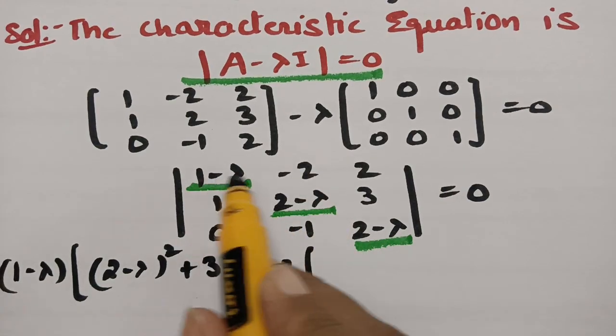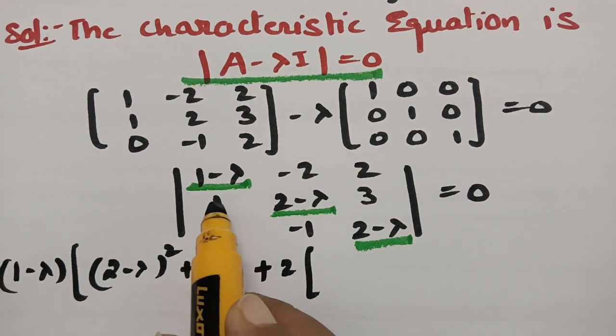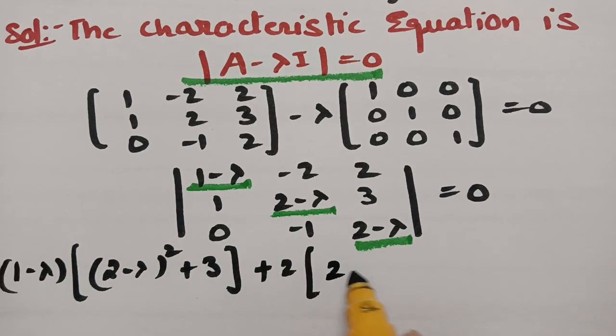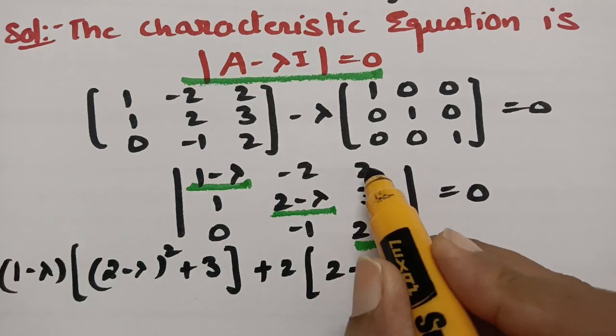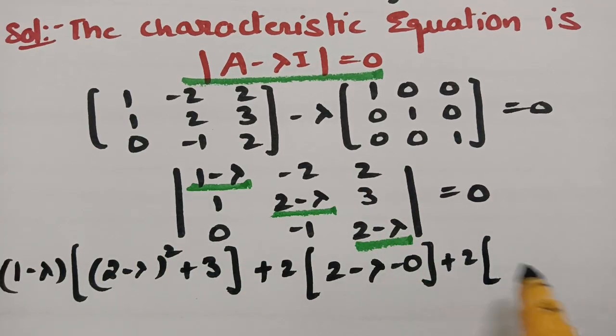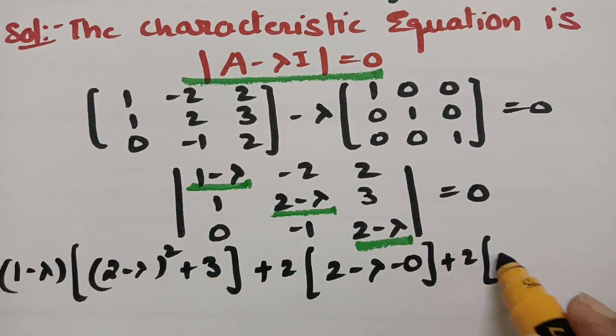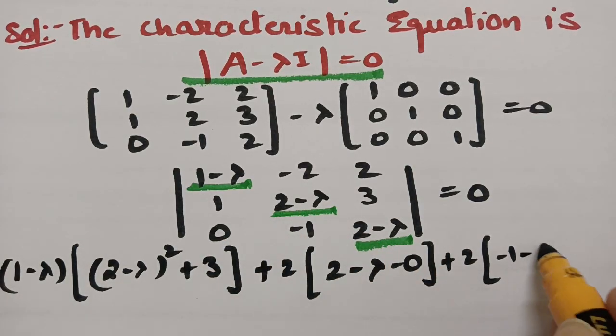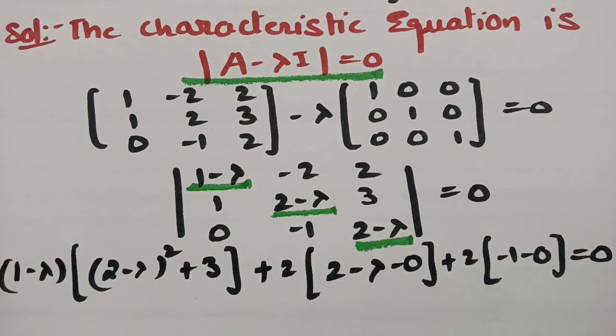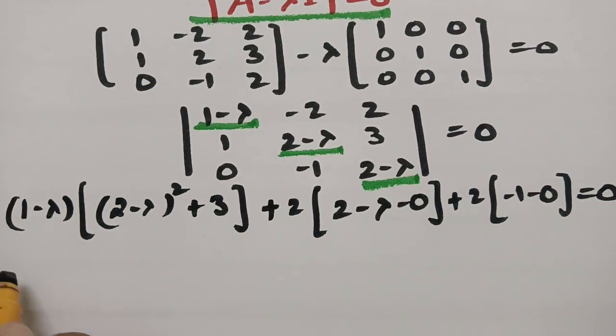Now we have to close this row as well as this column. If I multiply, this will be 1 into 2 minus lambda is 2 minus lambda. This is minus 0. Clear? So this time this is plus 2 times of. Now we have to close this row as well as this column. So this will be minus 1. This is minus 0. Clear? So this is going to become 0, and this is 1 minus lambda times of.